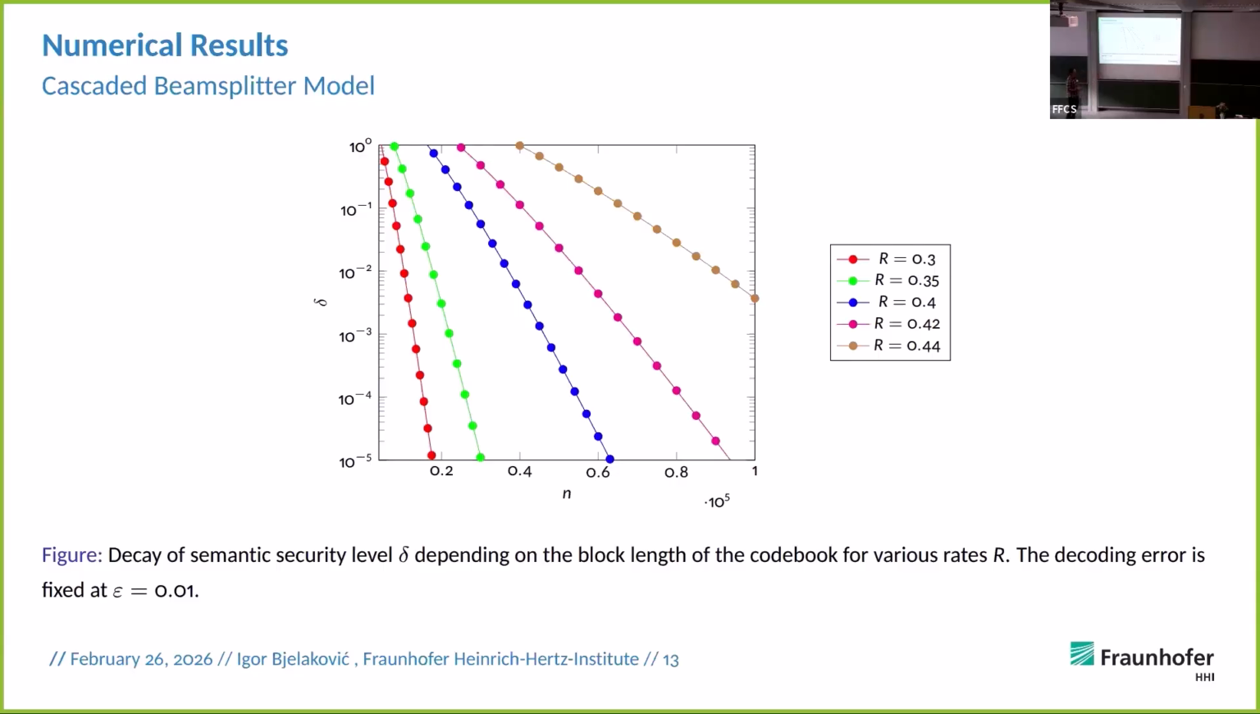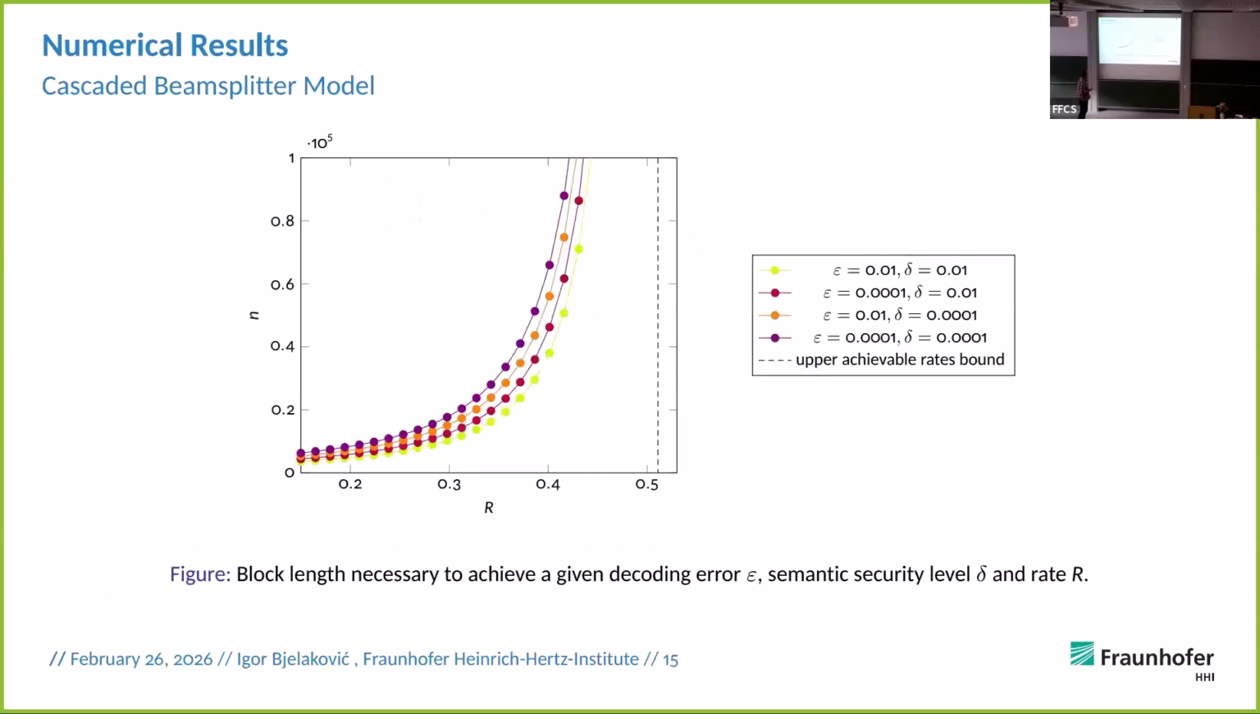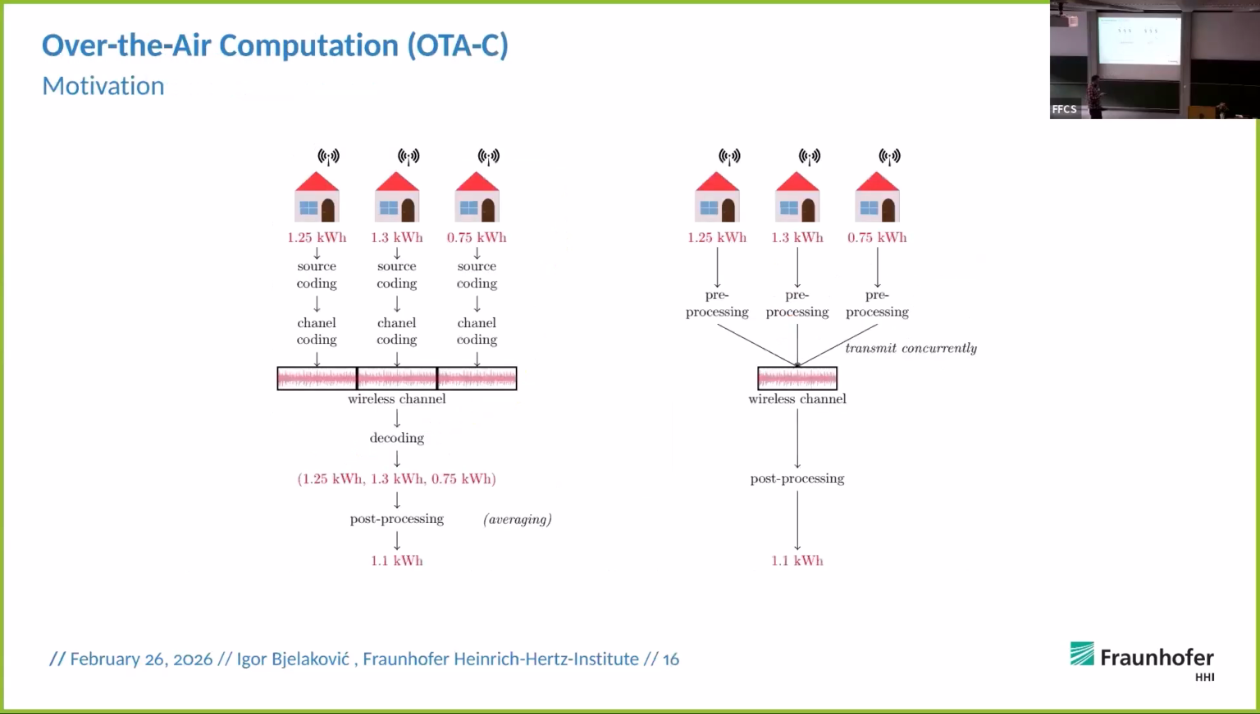So you can turn it around to fix other parameters and look at the rest, and then you get similar diagrams here, right? So that's how the block length grows with rate if you fix the decoding error and the semantic security advantage and stuff like this. Okay, so I will stop here because I changed the topic. So are there questions or comments so far? Yeah?